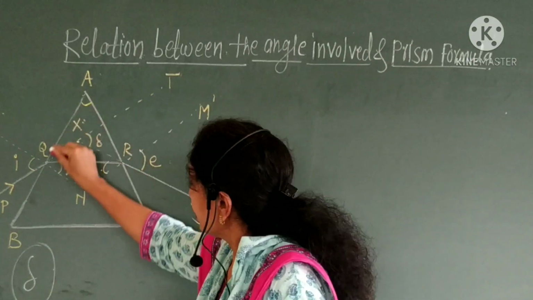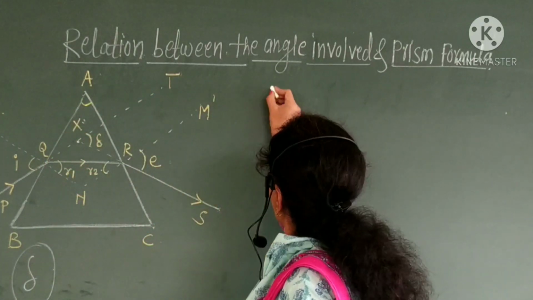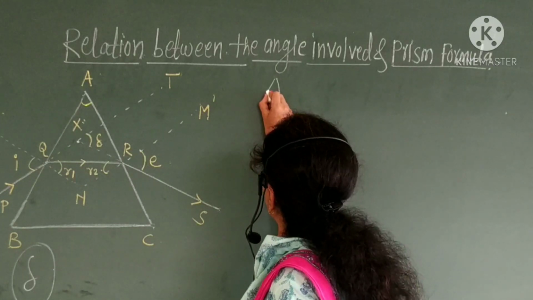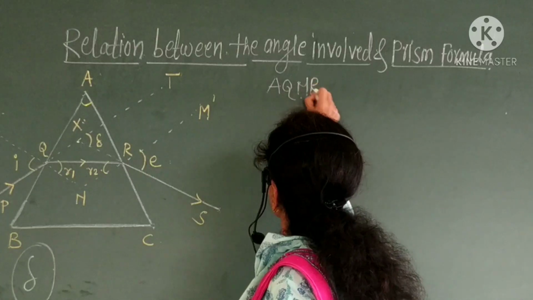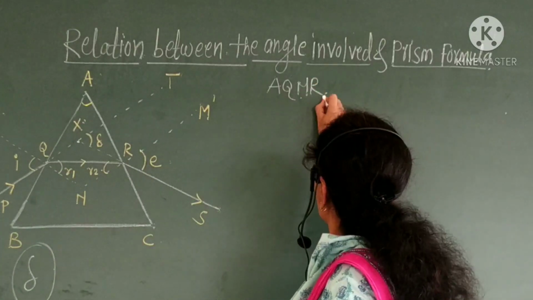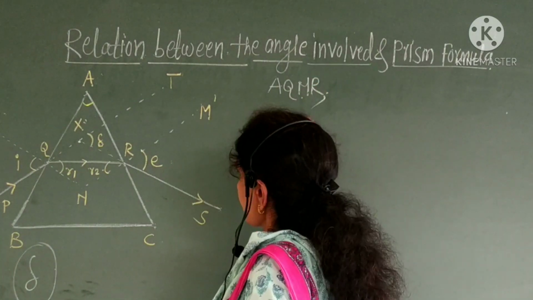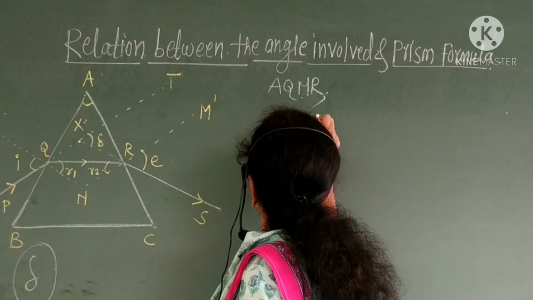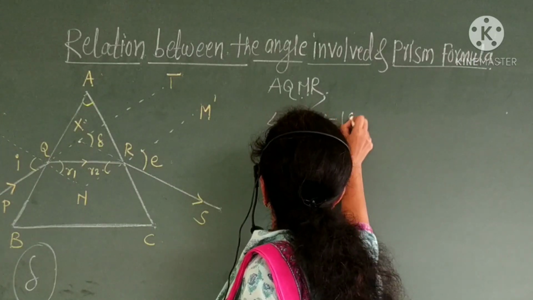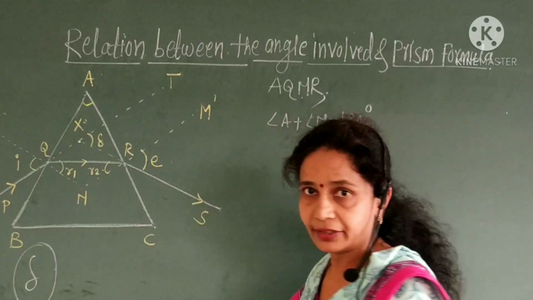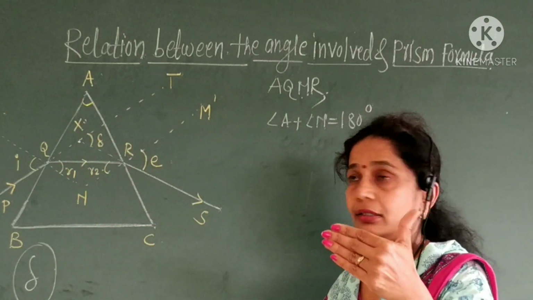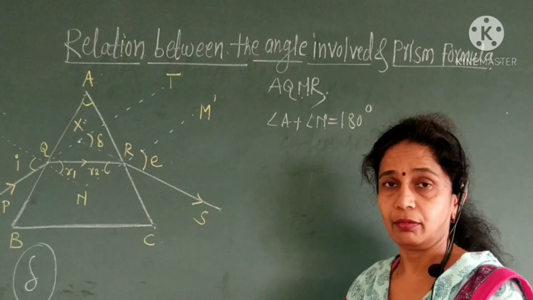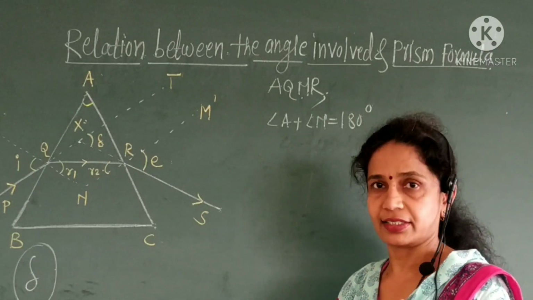Then consider the quadrilateral AQNR. In this quadrilateral, angle A plus angle N is equal to 180 degrees. Okay, because you know that the total of the angles of quadrilateral AQNR is 360 degrees.